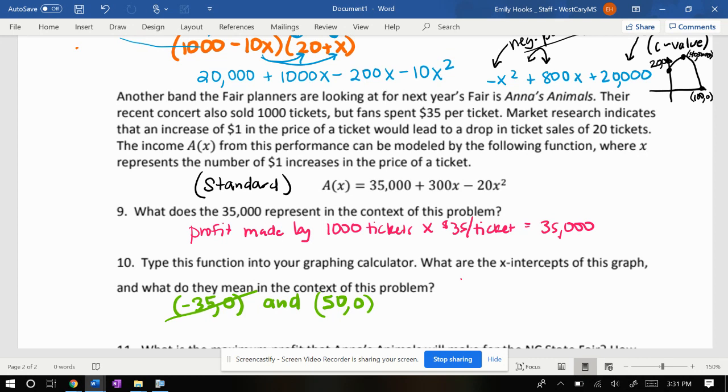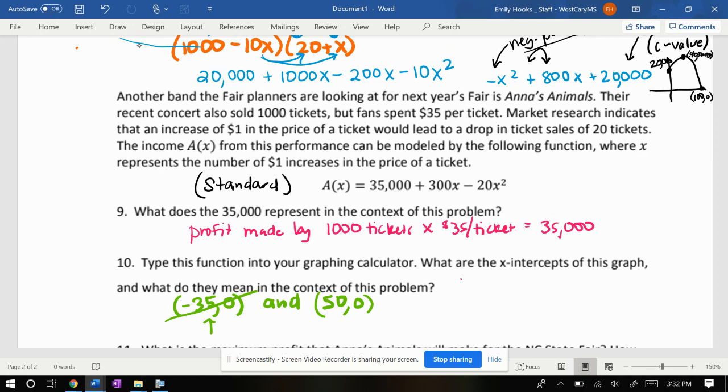So you'd be charging basically $0 for your ticket. So this would represent if you, right? No, so this would be, so you're charging $0 for your ticket. So you would make no profit.